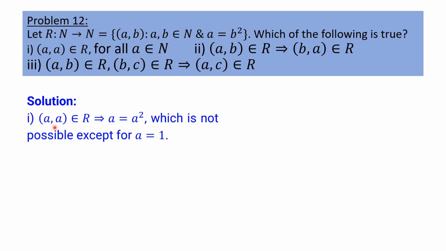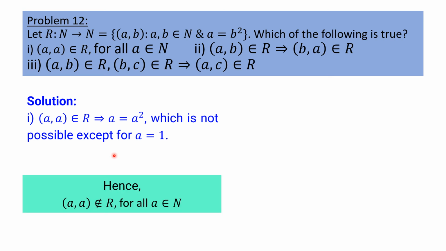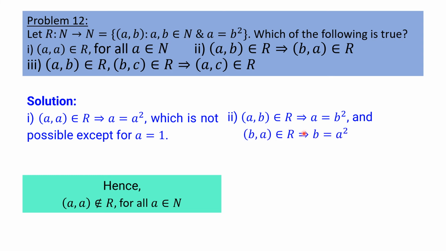If (a, a) is in R, this means that a is equal to a square, which is not possible except for a equals to 1. Therefore, (a, a) is not in R for all values of a belonging to natural numbers. The second statement says that if (a, b) is in R, this implies that (b, a) is also in R.